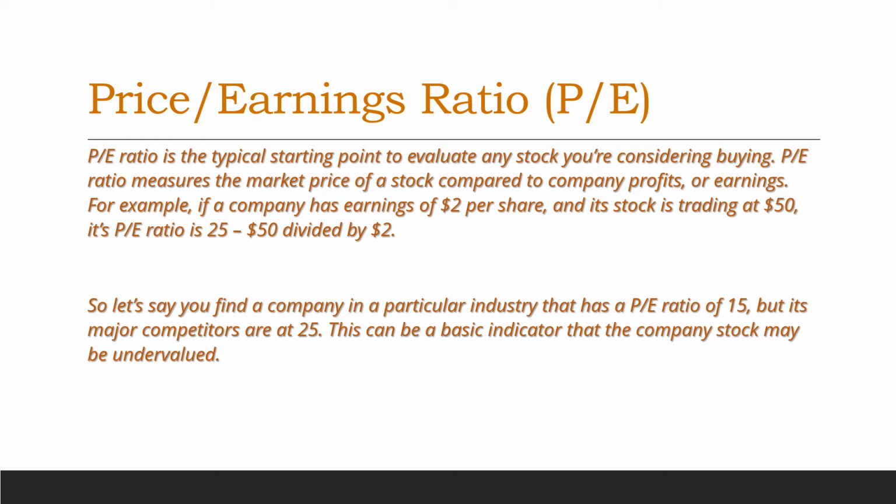So let's say you find a company in a particular industry that has a PE ratio of 15, but its major competitors are at 25. This can be a basic indicator that the company stock may be undervalued.